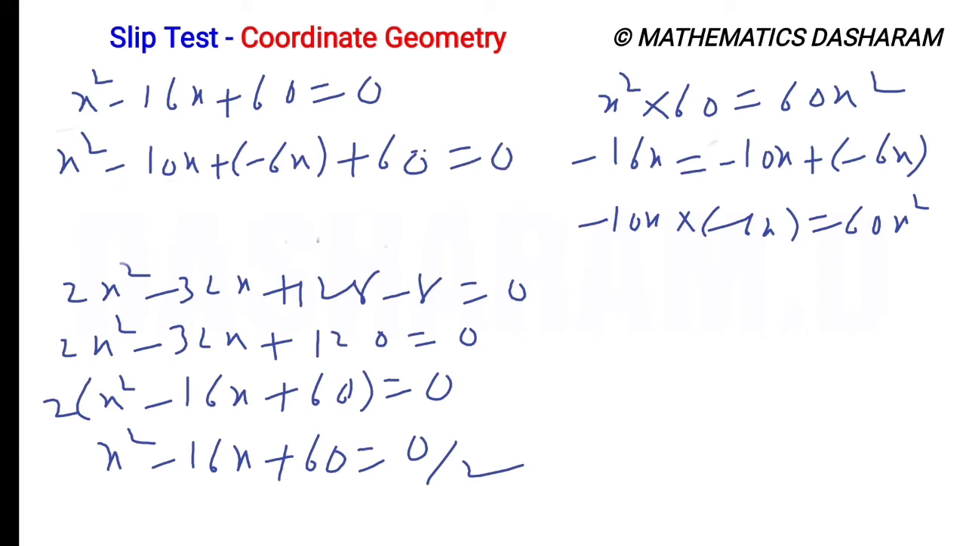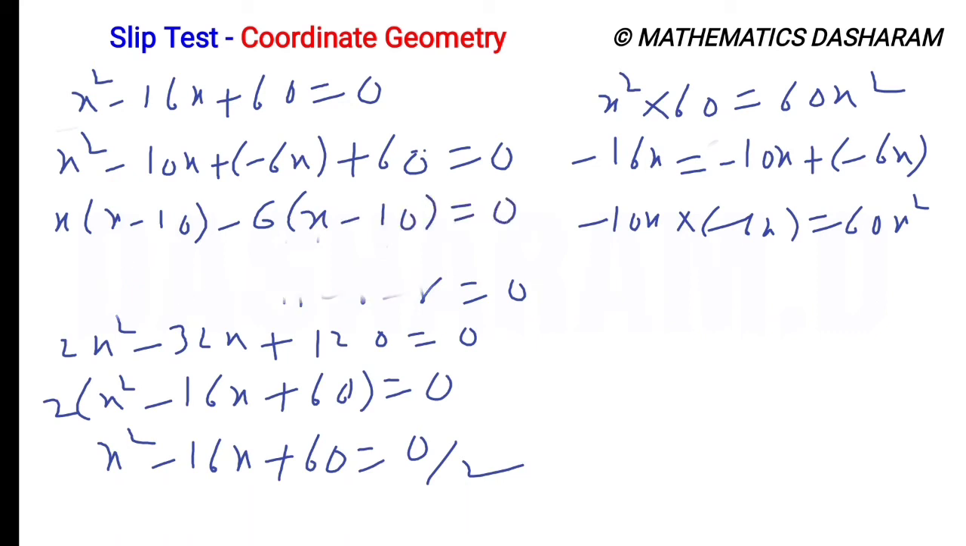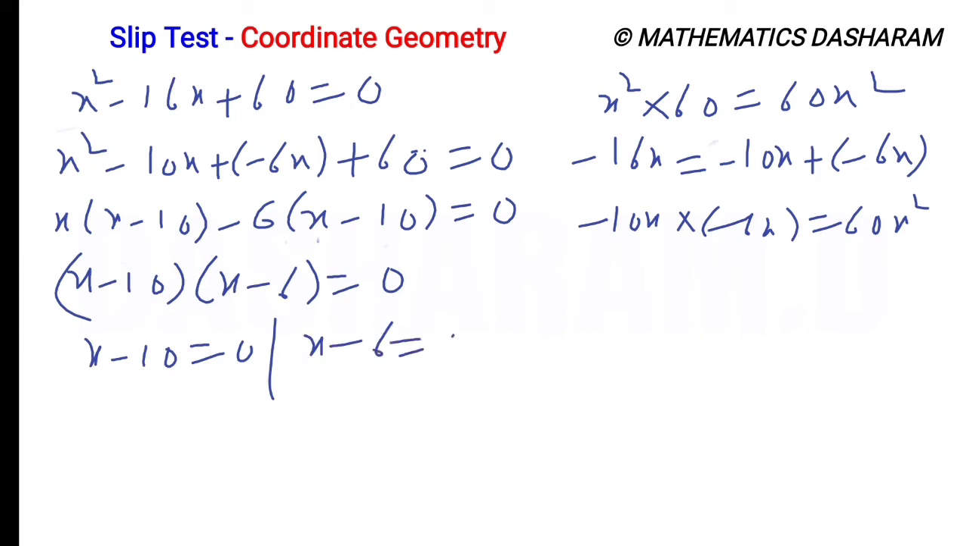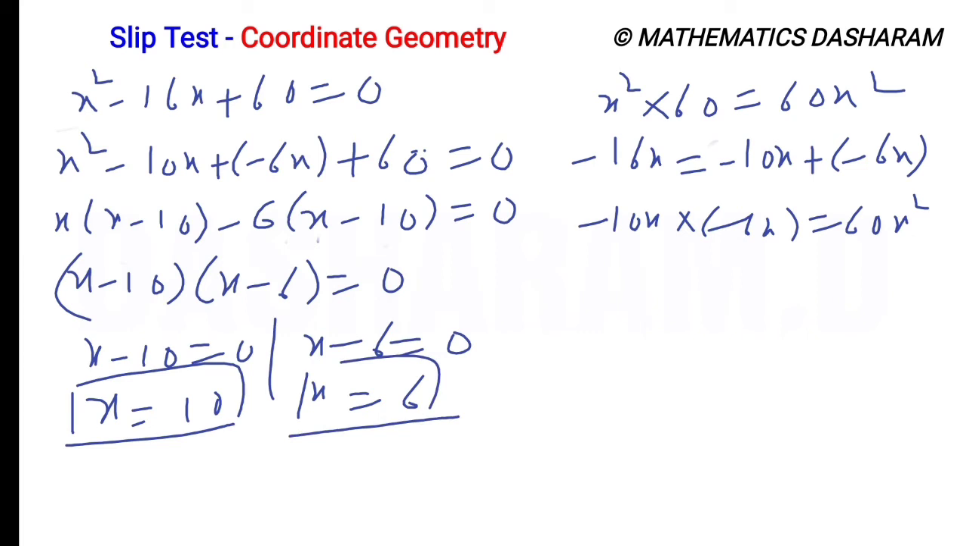From these two we can take x common, so x minus 10. From these two take minus 6 common, so then x minus 10 equals 0. So now x minus 10 common, then (x - 6)(x - 10) = 0. x minus 6 equals 0, x minus 10 equals 0, x equals 10 and x equals 6. So there are two answers for x: one is 10, another one is 6.